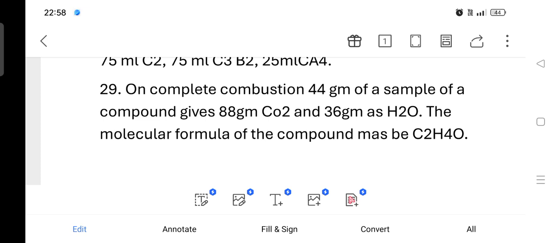On complete combustion, 44 gram of a sample of a compound gives 88 grams CO2 and 36 grams H2O. The molecular formula of the compound must be C2H4O.